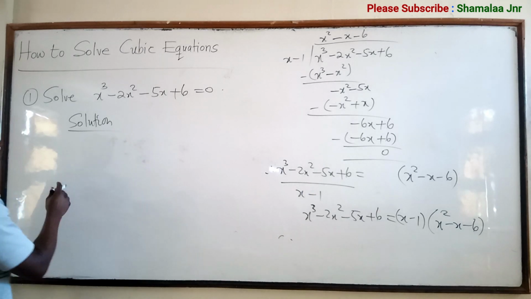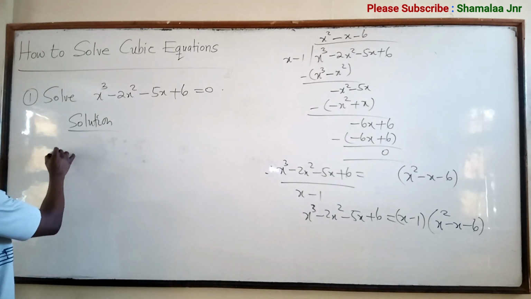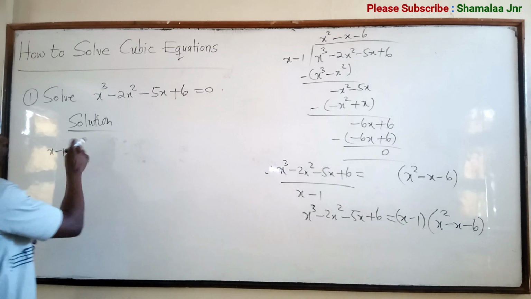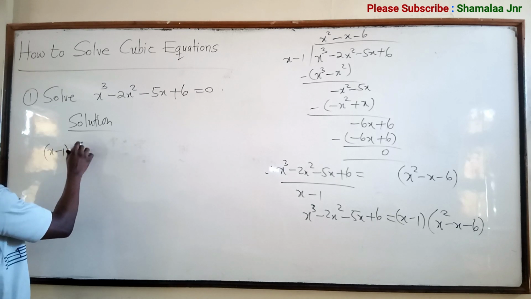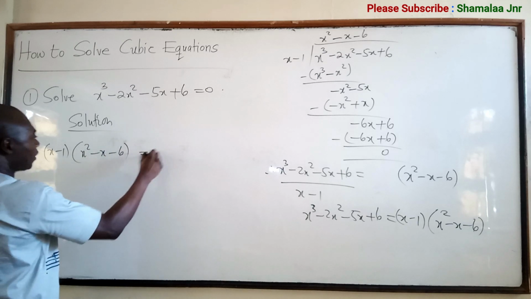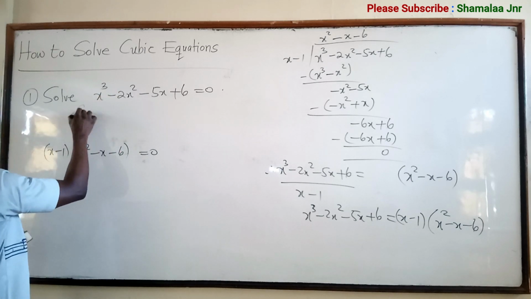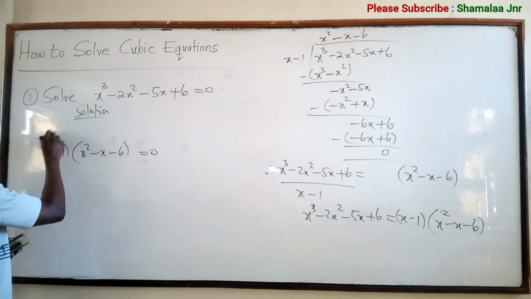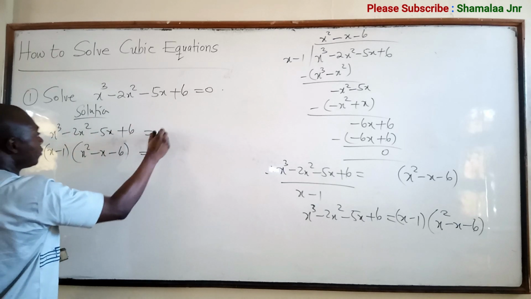So now let's try to work on this one. Let's try to factorize this one. So you are going to have x minus 1 times x squared minus x minus 6 is equal to 0. Yes, what we are giving, this one is now equal to 0. So let me write the solution here. So this one is the same as this. So this is x cubed minus 2x squared minus 5x plus 6 is equal to 0.